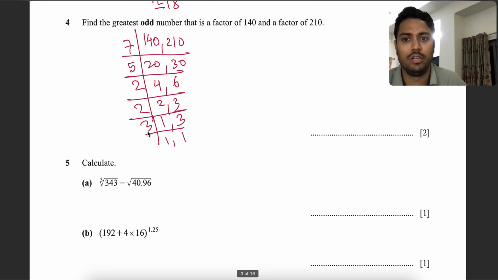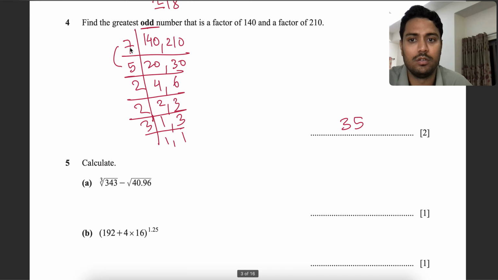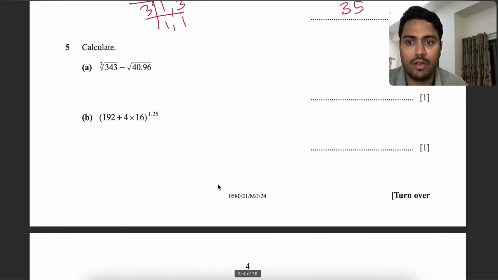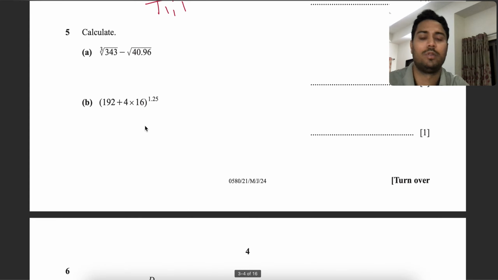So 7 into 3 is 21, and then 7 into 5 is 35. So simply 35 is going to be the highest odd common factor, so 35. If you check other values, 7 and 5 are the two greatest factors, so 7 times 5 is 35, and that's odd. Moving on to question number 5, calculate cube root of, so we can do it directly in the calculator.